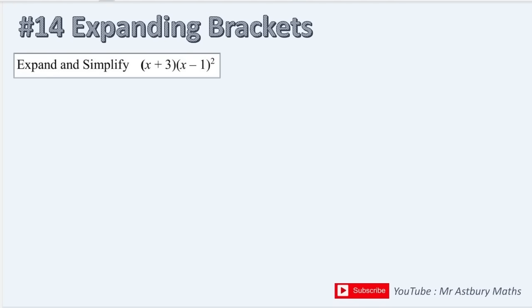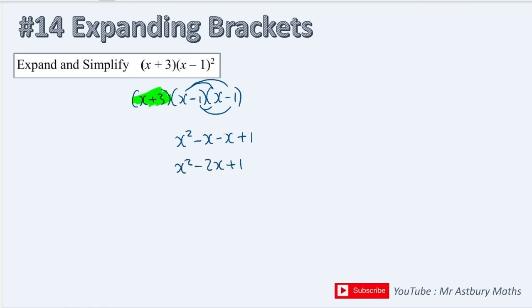And finally, you might be asked to expand a triple bracket. Now that we've got a squared here, so this is actually x plus 3, x minus 1, x minus 1. Now if I'm expanding a triple bracket, what I'll do is I will just forget about the first one and just focus on the last two first. I'll do a lobster claw for those two, which will give me x squared minus x, minus x plus 1, which is the same as x squared minus 2x plus 1. I'll then reintroduce that green bracket which I left out, which was x plus 3.